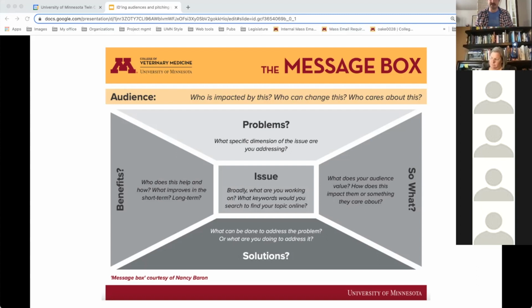Finally, the benefits section should include the good things that would happen if the solutions take hold. It's related to the so what section of why people should care and focuses on the positive outcomes of taking action.